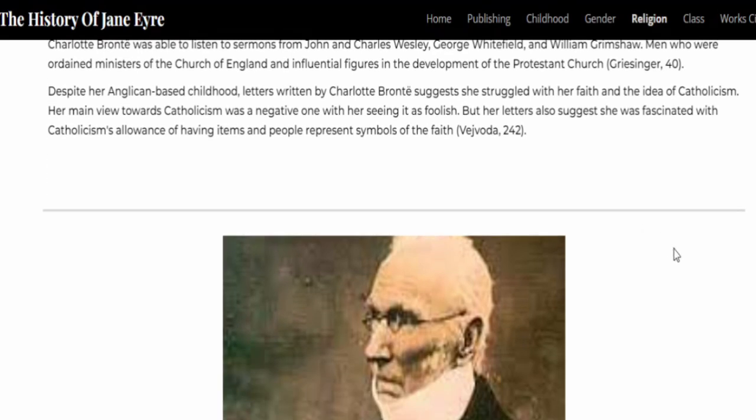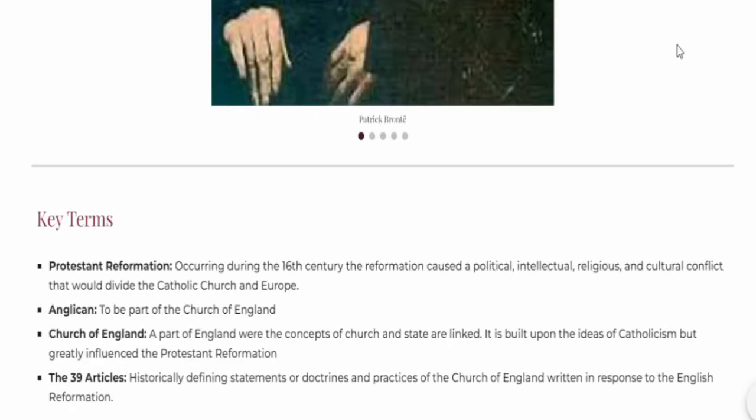But something else that was so interesting is that there are letters from Charlotte to her friends where she's struggling with the idea of her faith, and she dislikes Catholicism, but she's also really fascinated by the idea of symbols of your faith and being allowed to have that, and that actually bleeds into Jane Eyre, which is super cool. Yeah, and then I also had some key terms down here for some of the words and language that I was using in this particular page.